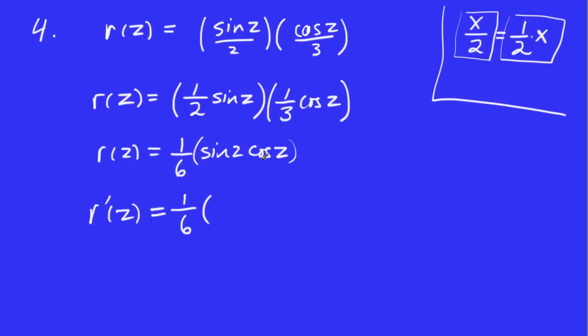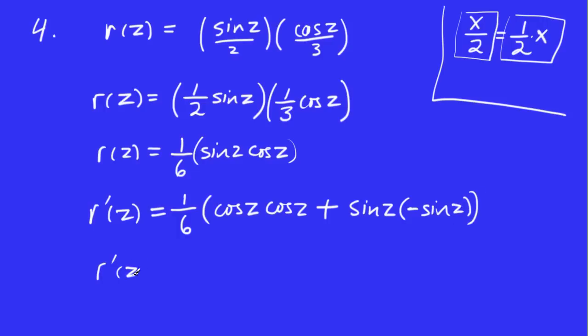Let's use a product rule for that. The derivative of sine z is cos z times cos z left alone, plus sine z left alone times the derivative of cos z, which is minus sine z. And that's about it. So we could write that as cos squared z minus sine squared z. And that would be your answer for that one.